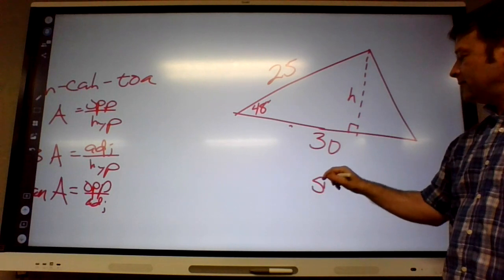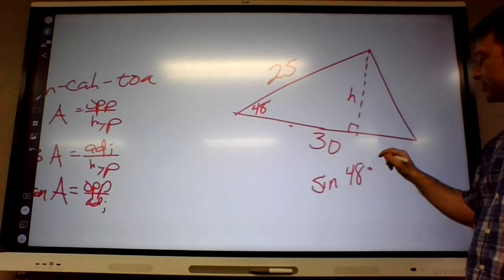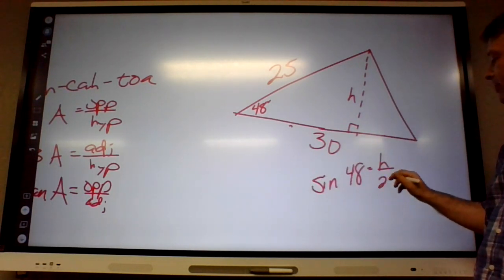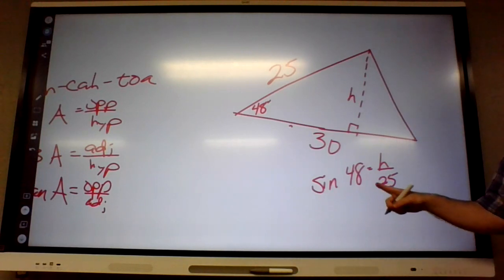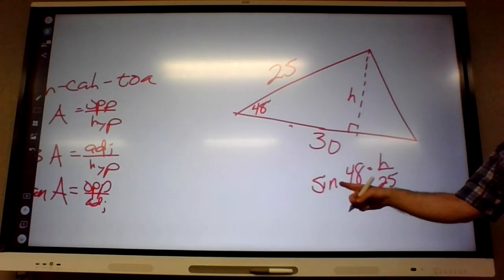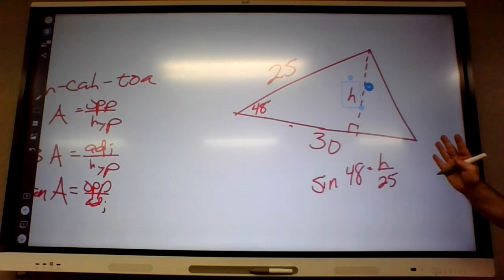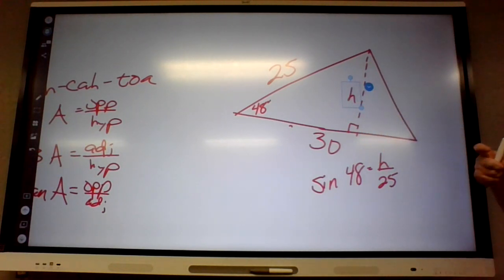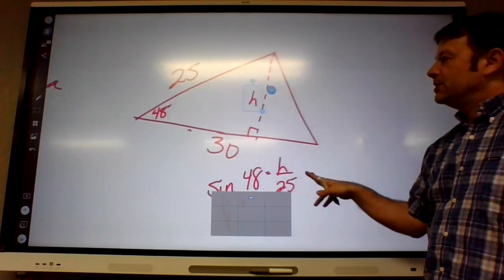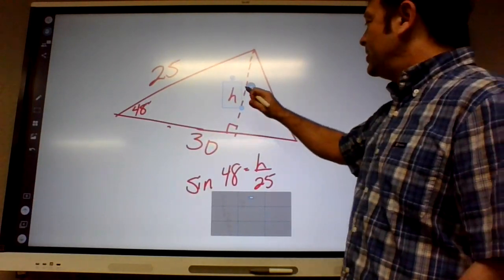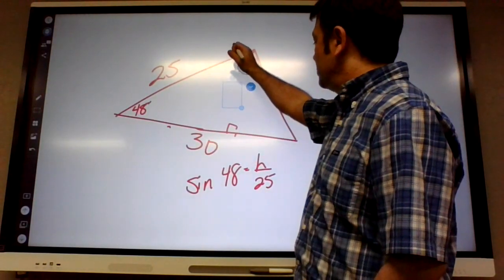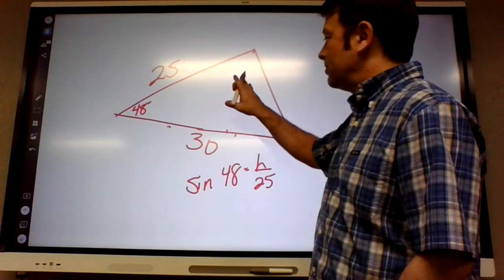So it's sine of 48 equals opposite over hypotenuse. And you could do 25 times sine of 48, that would give you the height. You don't need to know this exactly, but this is where this formula comes from. So you can use trigonometry to find the height, and therefore the area of a triangle.